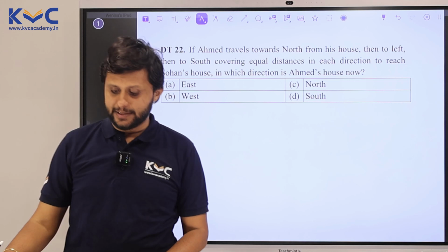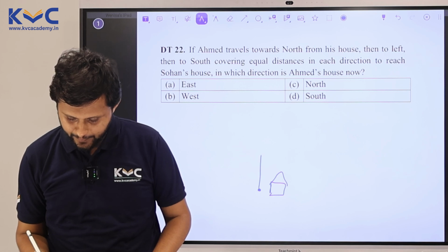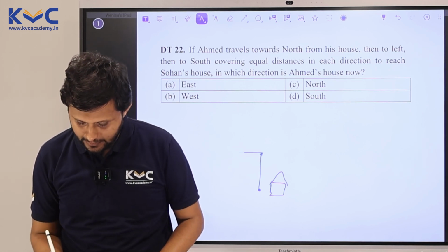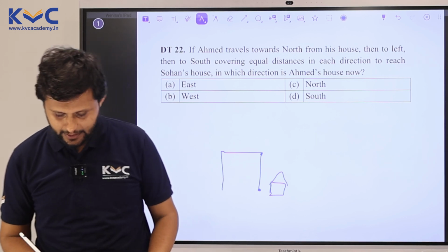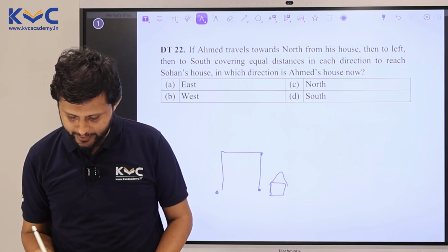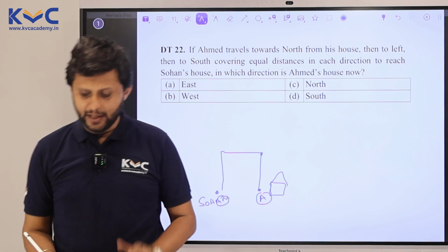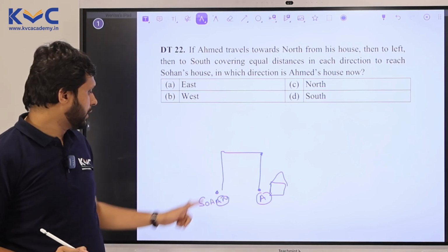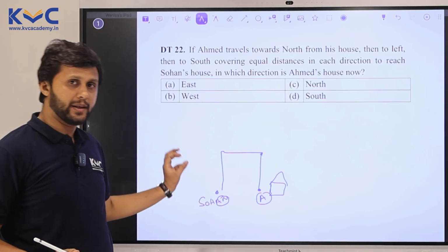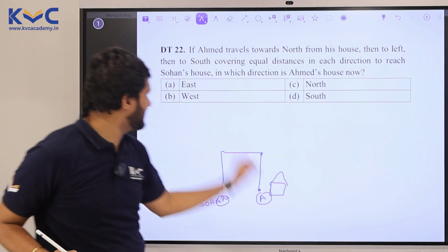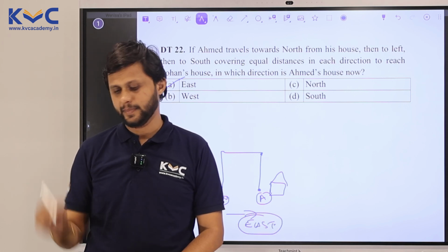If Ahmad travels towards north from his house, so he has his house, he's going north, then to left, then to south. Okay, they clearly said equidistance and reach Sohan's house. This is Sohan's house, this is Ahmad, this is Sohan. In which direction is Ahmad's house now? They are asking in which direction is Ahmad's house now. That means we are in Sohan's house. From Sohan's house, which side is this? This is east side and the answer is east. That's 22.